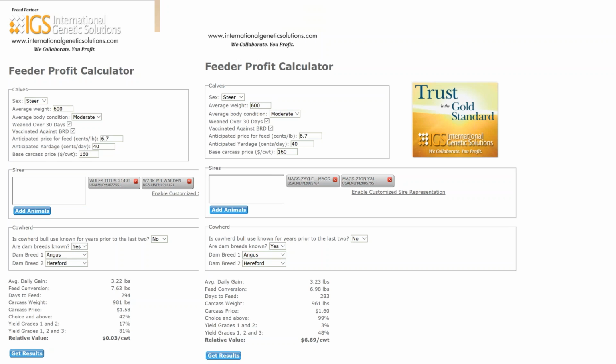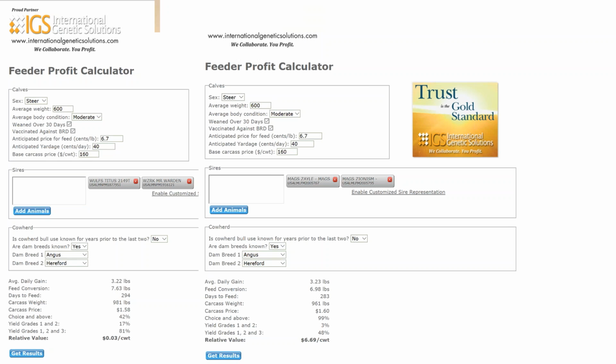Before we talk more about the bottom, on the right we have those two high-indexing bulls, the Magzale and Magzionism bull. Both are on the top end of the Limousin population for their mainstream terminal index, same Angus Hereford cow base. In this situation, there's nearly a $7 difference per hundredweight, or 7 cents a pound, between the calves that come out of there from a relative value standpoint.